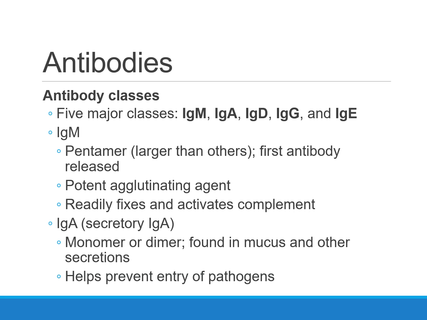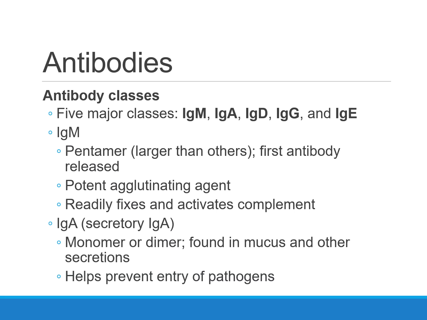So let's talk about the classes, because that's way more important to me than the structure of it. So you have 5 main classes: IgM, IgA, IgD, IgG, and IgE. And so notice that it's capital I, little g, and then a big capital letter. So that is how you properly denote that. So IgM is a pentamer, and it's larger than the rest of them. It's the first antibody that's released. That's something notable to know. It has potent agglutinating activities that it can conduct, so it's going to make things clump together, and it readily fixes and activates complement. So that's how this particular one works.